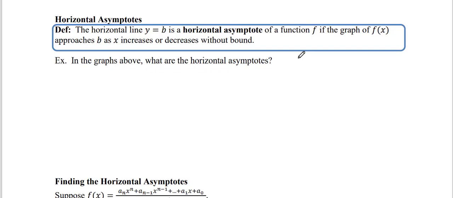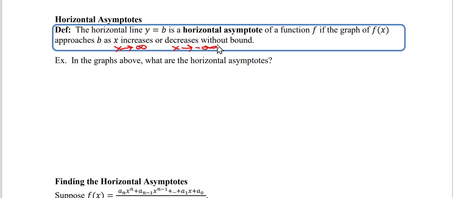Let's talk a little bit about horizontal asymptotes while we're talking about asymptotes. The horizontal line y equals b is a horizontal asymptote of a function f if the graph of f of x approaches b as x increases or decreases without bound. So now we are talking about a horizontal line that the function will approach as x gets really, really big. So as x goes to infinity, or x decreases, talks about x going to negative infinity.